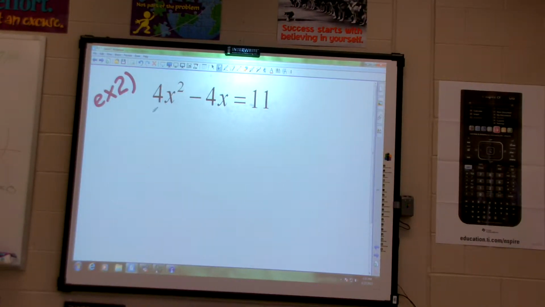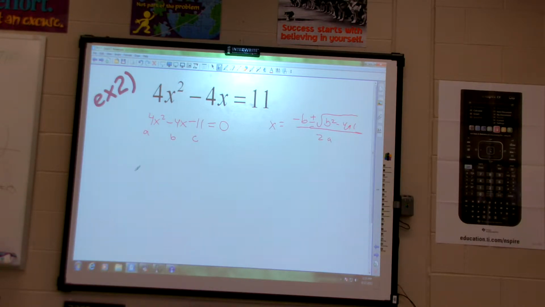Here we go. It has to be equal to 0, of course. So I'm going to subtract 11. So that's A, B, C, and I'm a good little mathematician, so I write my formula. Negative B plus or minus square root of B squared minus 4AC all divided by 2A.